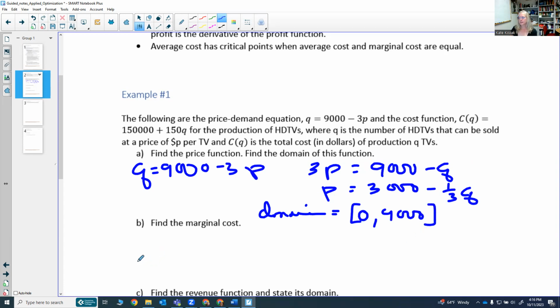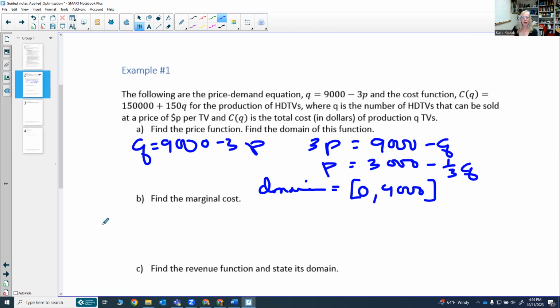Find the marginal cost. The marginal cost is the derivative of the cost function. So the cost function is C of Q is equal to 15,000 plus 150Q, and the derivative of that would be 150. That's going to be dollars per TV.